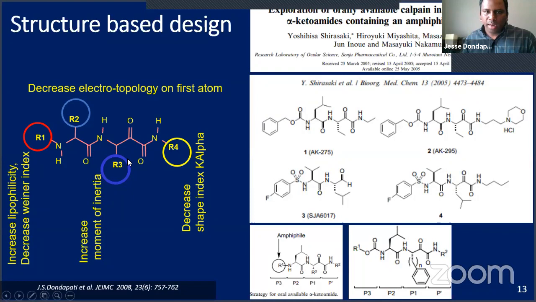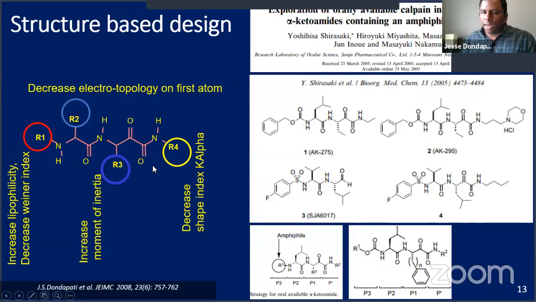For example, in this alpha ketoamide structure, the model says if we increase lipophilicity on R1, or if we increase moment of inertia on R3 and decrease shape index on R4 and so on, this will give us a molecule that has better activity.